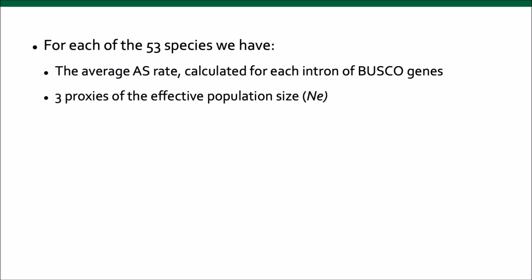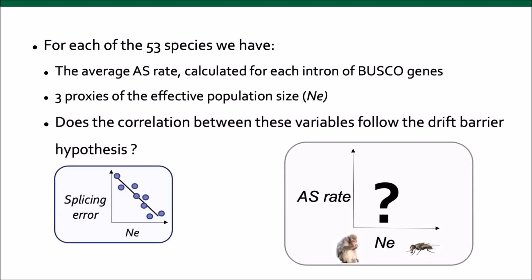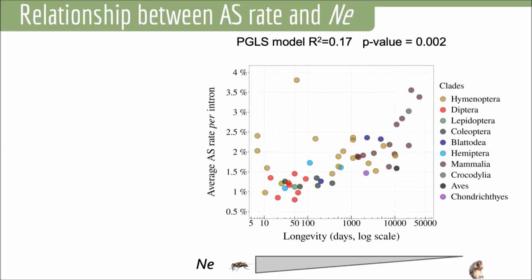So in the end, for each of the 53 species, we have the average rate of alternative splicing measured on all Busco genes, so for each intron of Busco genes, and we have 3 proxies of the effective population size. And so we can now test whether there is a correlation between these different variables as predicted by the drift barrier hypothesis. So here is the first result.